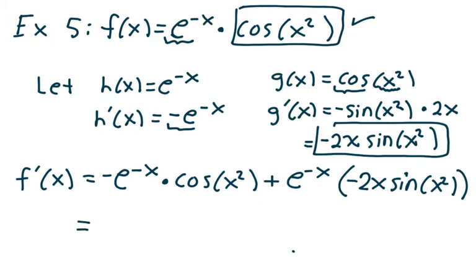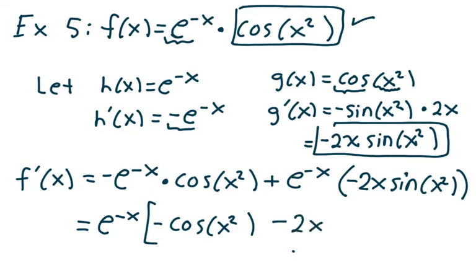And so if we simplify this a little bit, I'm going to factor out an e to the negative x, and then I'm going to multiply by negative cosine of x squared minus 2x sine of x squared. And by the way, it's entirely possible that your instructor might want you to factor out that negative 1 as well. So it's something to keep in mind. Okay?